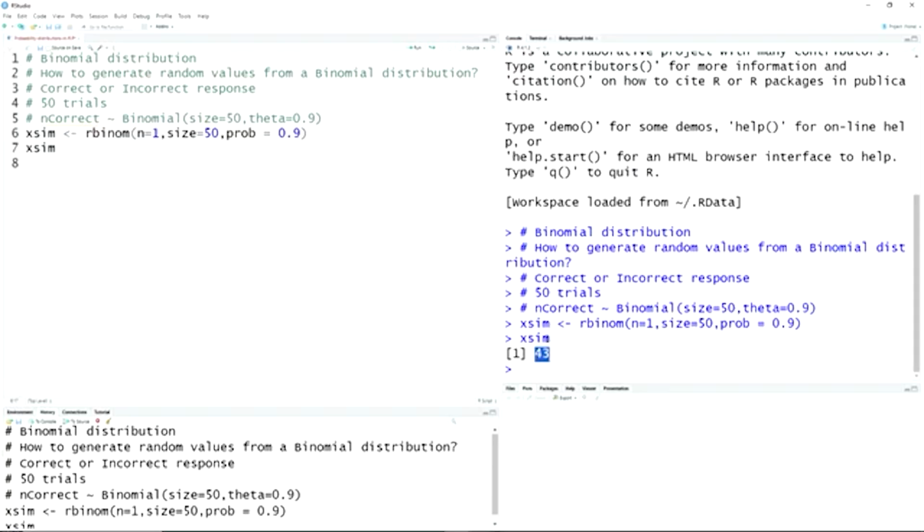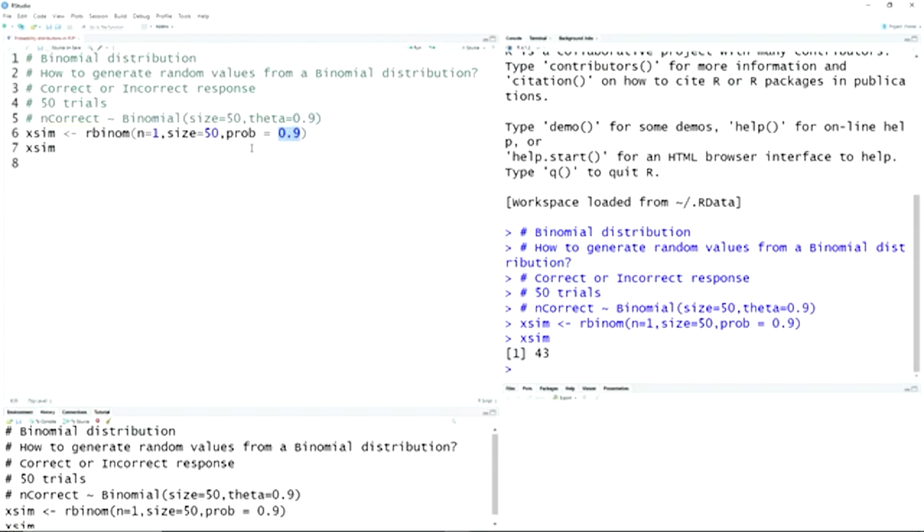Now the interesting thing is this: although you know that the exact probability of correct response is 0.9, then why is the number of correct responses not 45? Because if you multiply this 0.9 with the number of trials 50, you get 45. So if this process were totally deterministic, then the number of correct responses should be 45, because the probability is 0.9 and the total number of trials is 50. But that's not how it works, right?